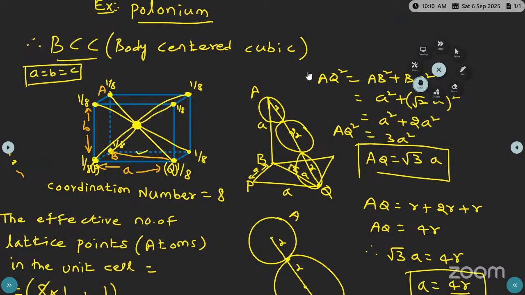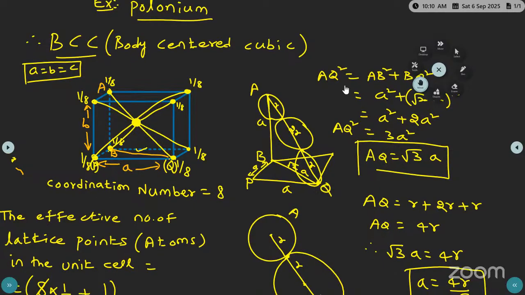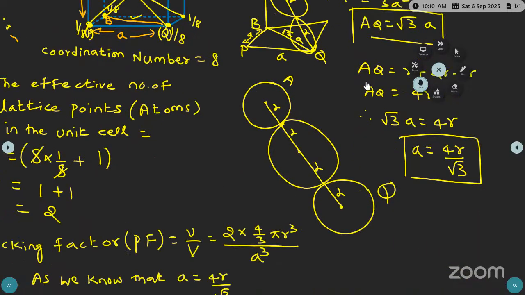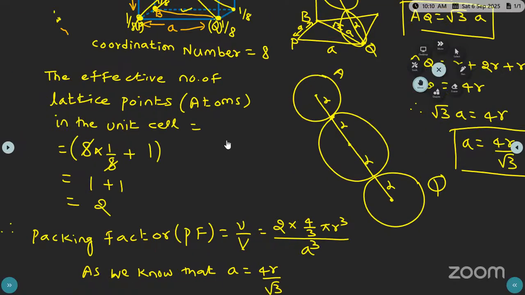Already మనం రాసాం కదా, ఇక్కడ రాసాం కదా calculation. The effective number of lattice points, nothing but atoms in the unit cell, is equal to 8 into 1 by 8 plus 1. ఈ 8 into 1 by 8 అనేది ఏంటి? కార్నర్ ఆటమ్స్ వల్ల వచ్చే కంట్రిబ్యూషన్. ఈ 1 అనేది ఏంటిది? బాడీ సెంటర్డ్ ఆటమ్, రైట్? ప్రతి కార్నర్ దగ్గర 1 by 8 పార్ట్, అక్కడ 8 కార్నర్స్ ఉన్నాయి, ప్లస్ బాడీ సెంటర్ లో కంప్లీట్ ఆటమ్ ఉంది, రైట్? అదేంటి? 1. So we got the total number of atoms as 2.